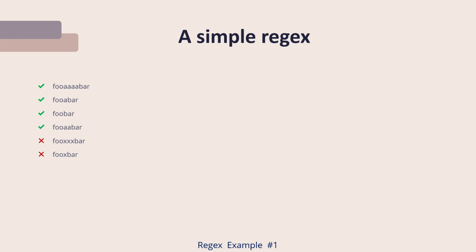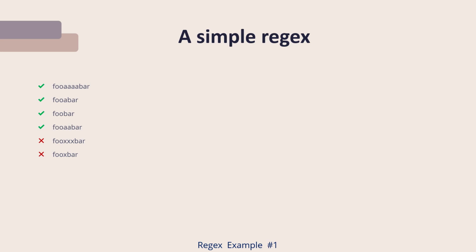Let's take the first green one. It has foo followed by 4 A's followed by bar. The second green one has foo followed by a single A followed by bar. The third green one has a foo and a bar. It does not have any A's in between. But if you look at it in a different way, you can say that it has 0 A's in between. So we could say foo followed by 0 A's followed by a bar. The fourth and last green one has a foo followed by 2 A's followed by bar.